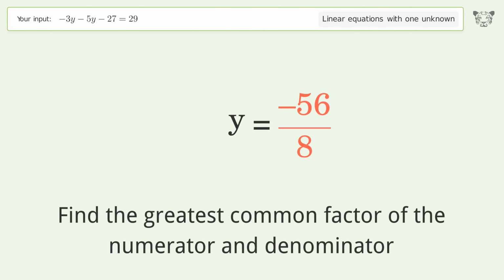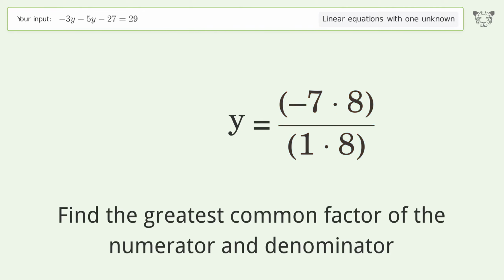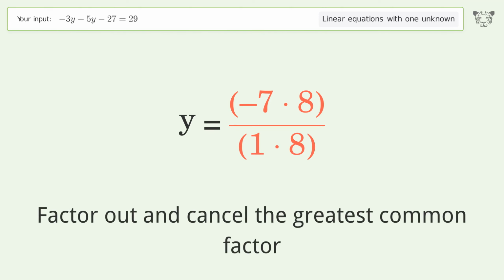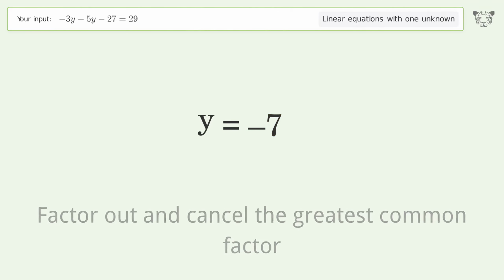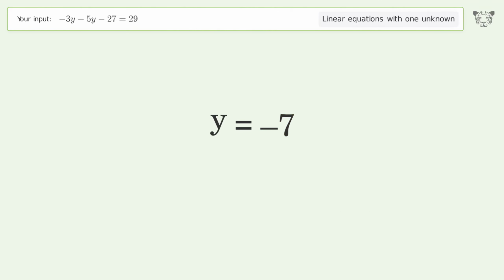Find the greatest common factor of the numerator and denominator. Factor out and cancel the greatest common factor. And so the final result is y equals -7.